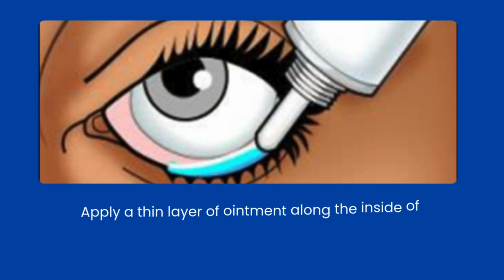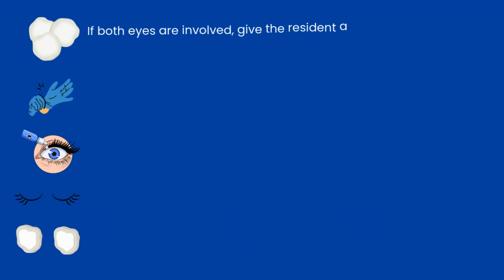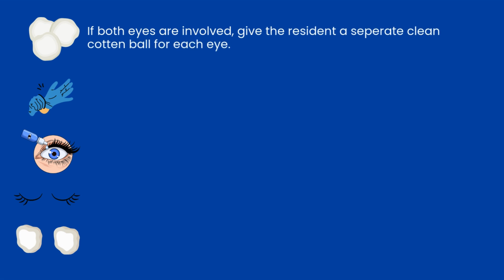When applying ointment instead of drops, apply a thin layer along the inside of the lower lid of the infected eye, from inner to outer in the amount of ointment prescribed. Do not use your fingers. If both eyes are involved, give the resident a separate clean cotton ball for each eye.